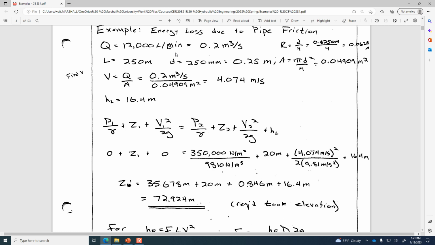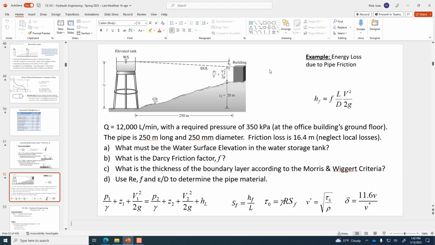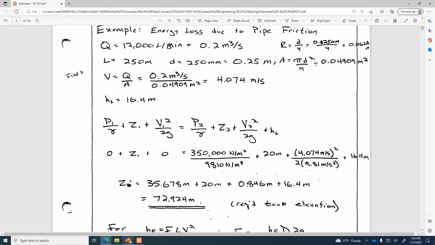Anybody get 72.9 meters as how high the water has to be? So we need to have the water high enough. Water elevated is providing energy to the system. So why do we need a certain amount of energy? We need 35 meters of elevation to provide the 350 kilopascals. So that's how much of the elevation is set aside for pressurizing the water. 20 meters of elevation in that tank on the left, simply because the building on the right has 20 meters of elevation. So that's a part of it.